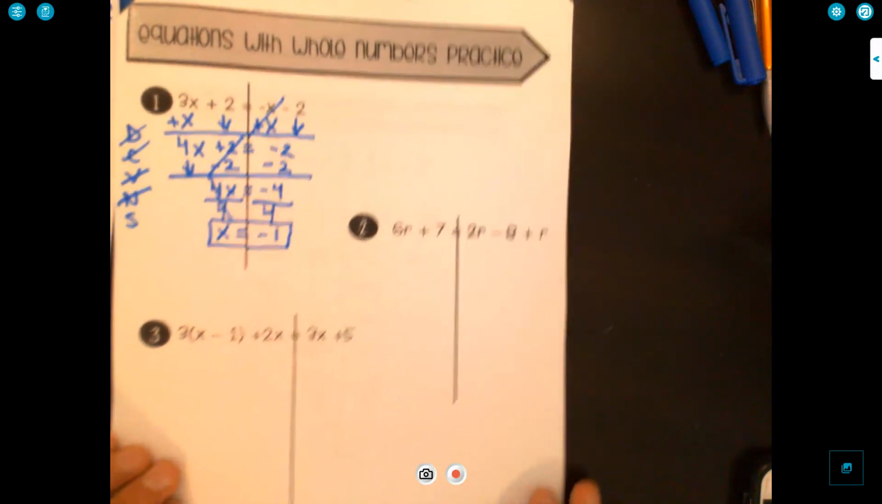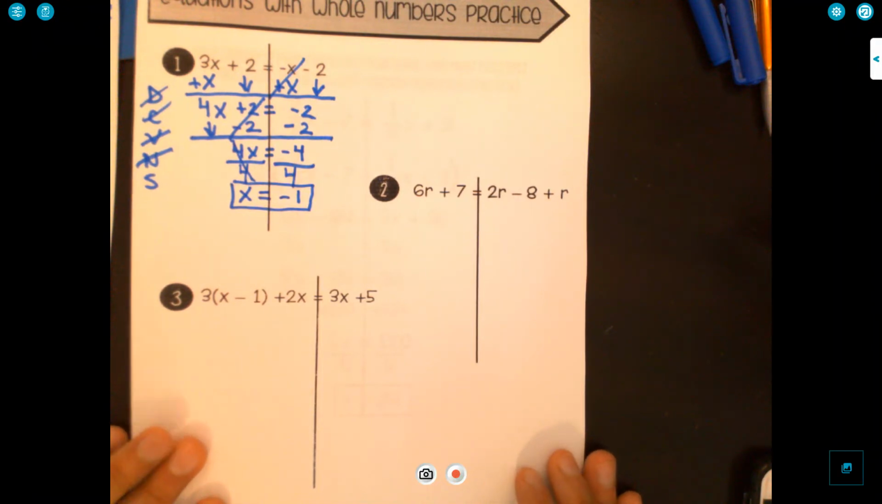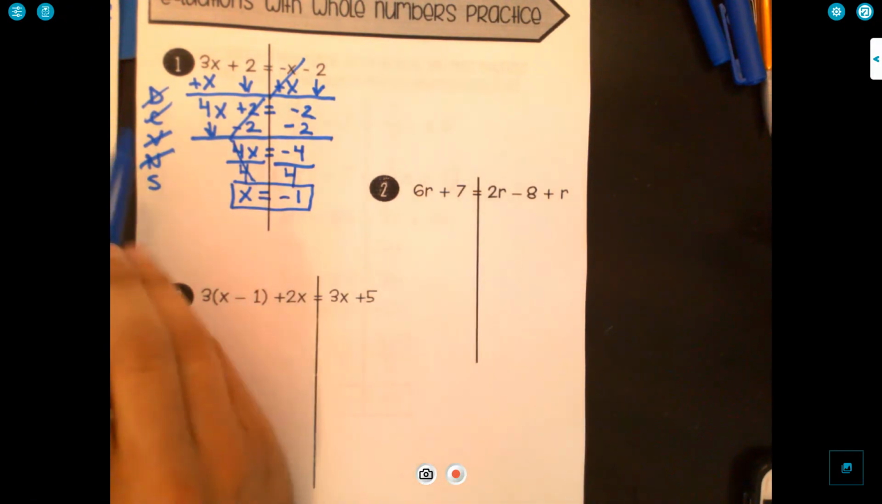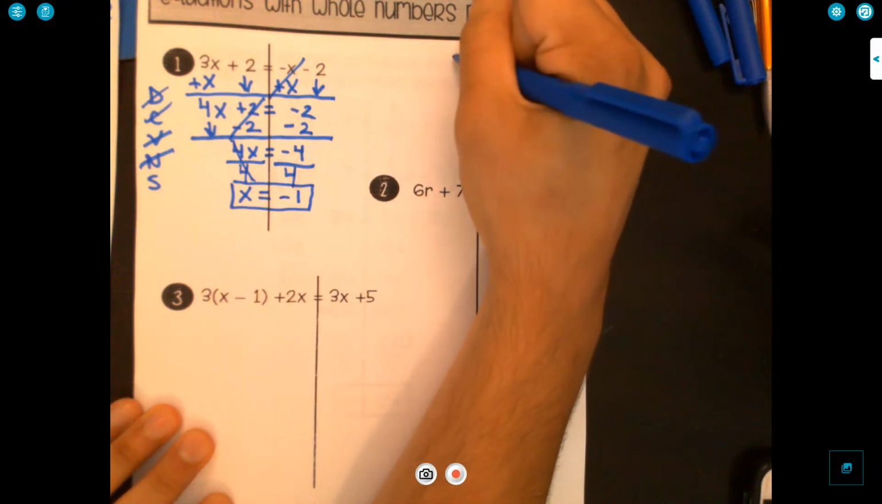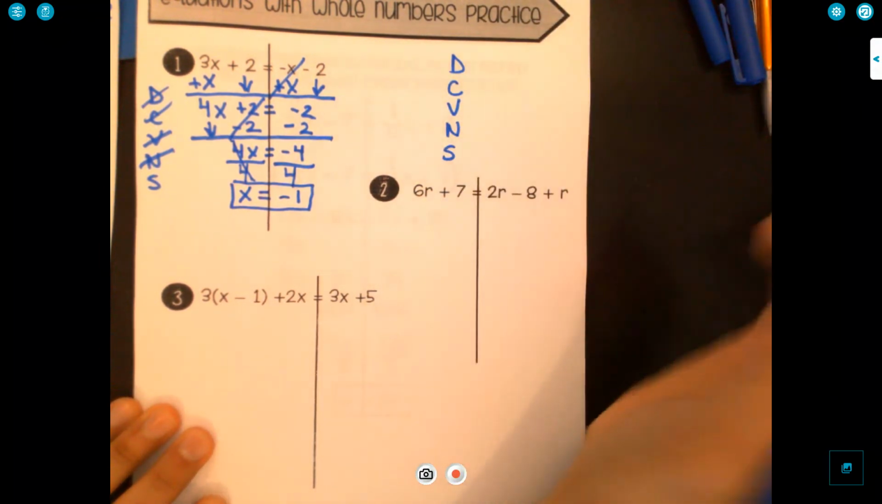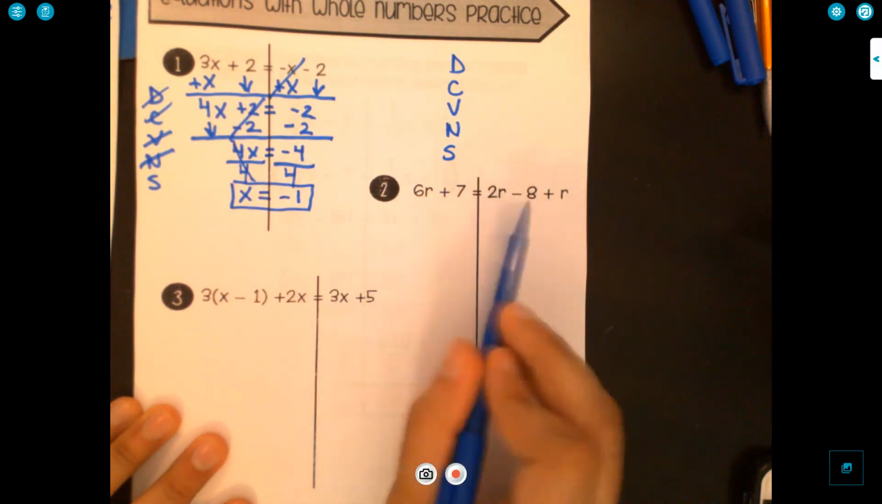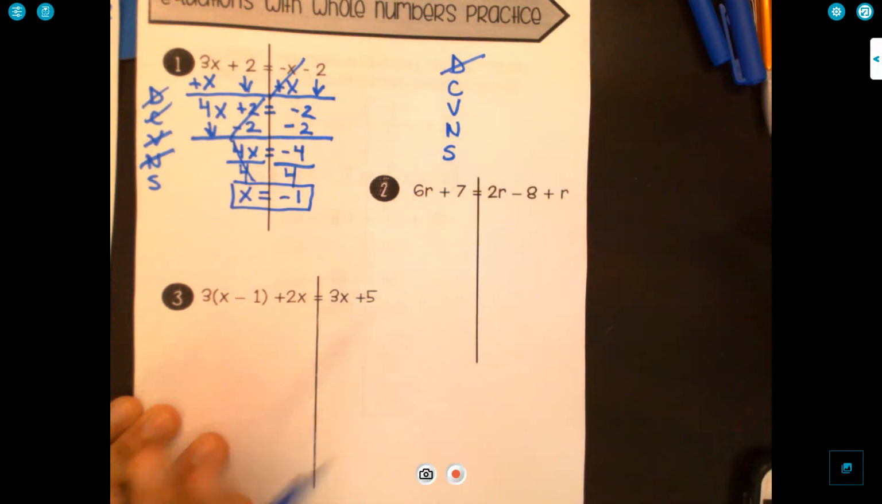All right, let's get to number 2. So this time we have 6r plus 7 equals 2r minus 8 plus r. All right, always go through your steps. Distribute. I'm going to write it up here. Distribute. Dumpsters contain very nasty stuff. All right, distribute. Do we need to distribute? No, there's no parentheses. Combine like terms.